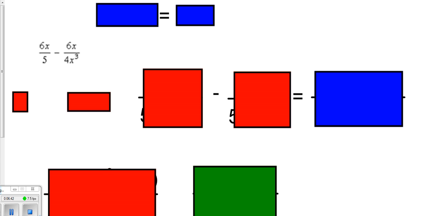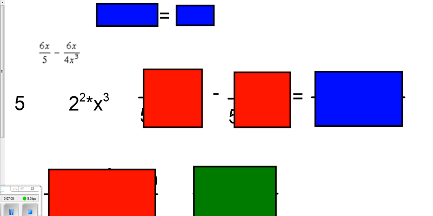All right, we have another example here. 6x over 5 minus 6x over 4x cubed. We have common numerators, but that doesn't matter. We need the denominators. This one factored out is just 5. 5 is our prime factor there. 4x cubed actually is 2 squared times x to the third power.